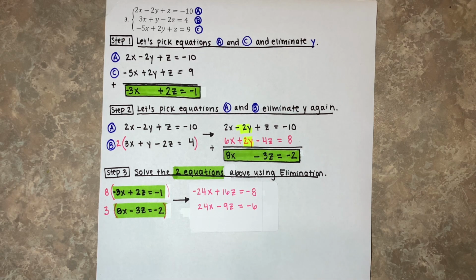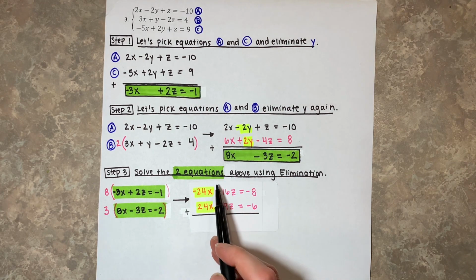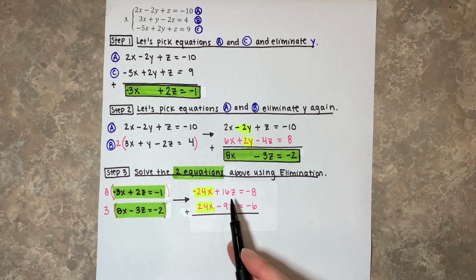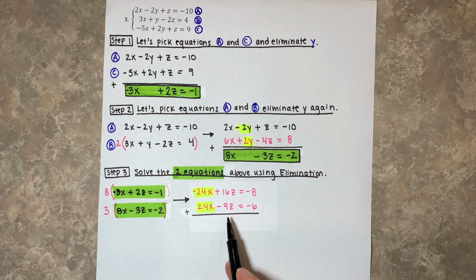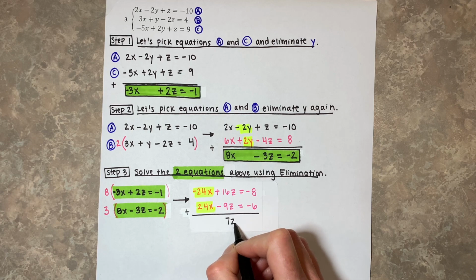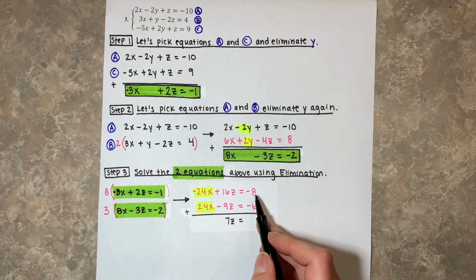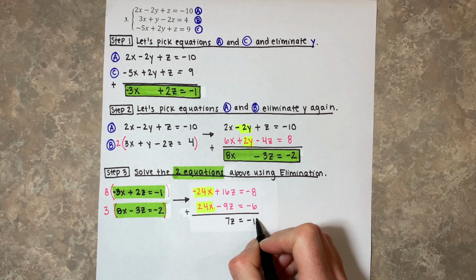Now it looks like we're on the right track because we decided that we were going to eliminate the x's here. And we've succeeded in getting the x's to have matching but opposite coefficients. So when we add our equations together, the x's will cancel. 16z plus negative 9z will give us 7z. And negative 8 plus negative 6 will give us negative 14.